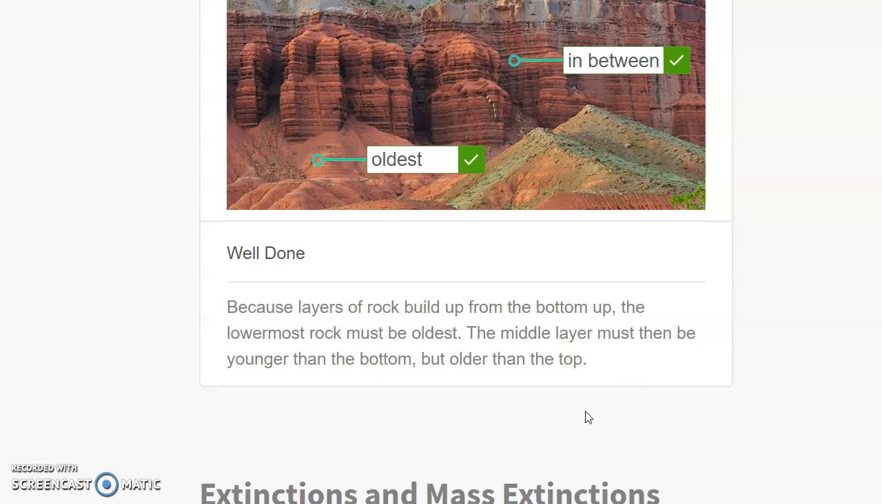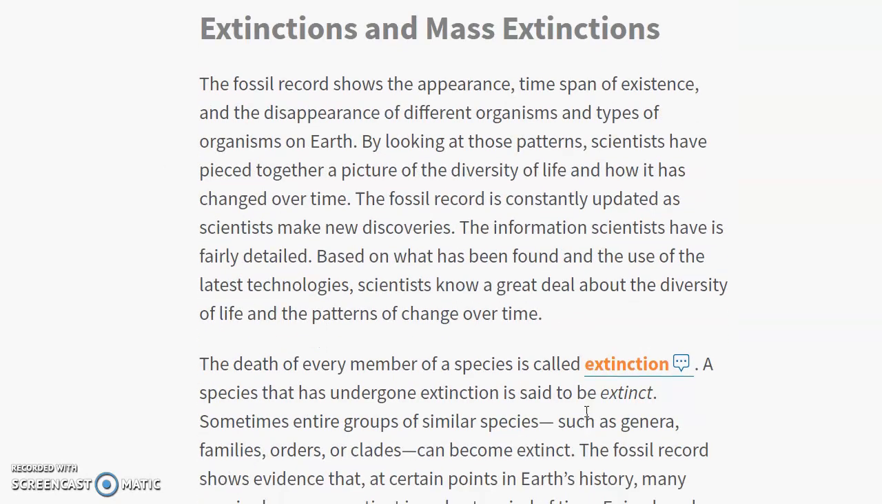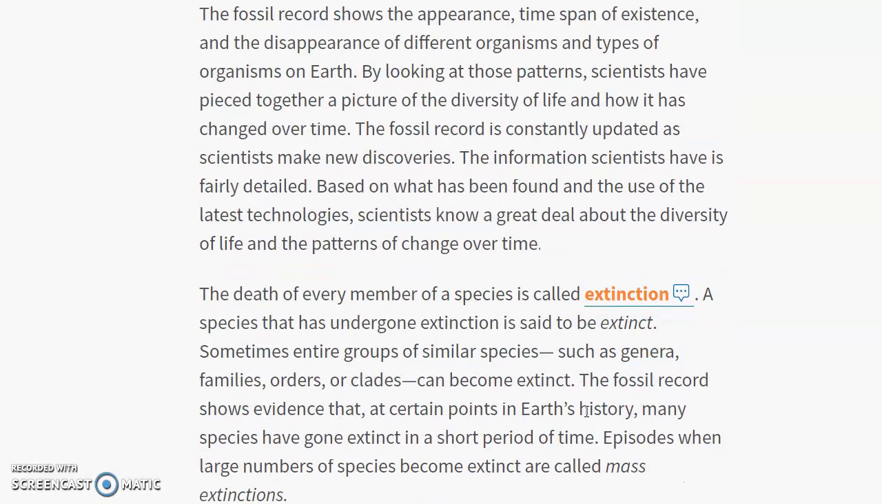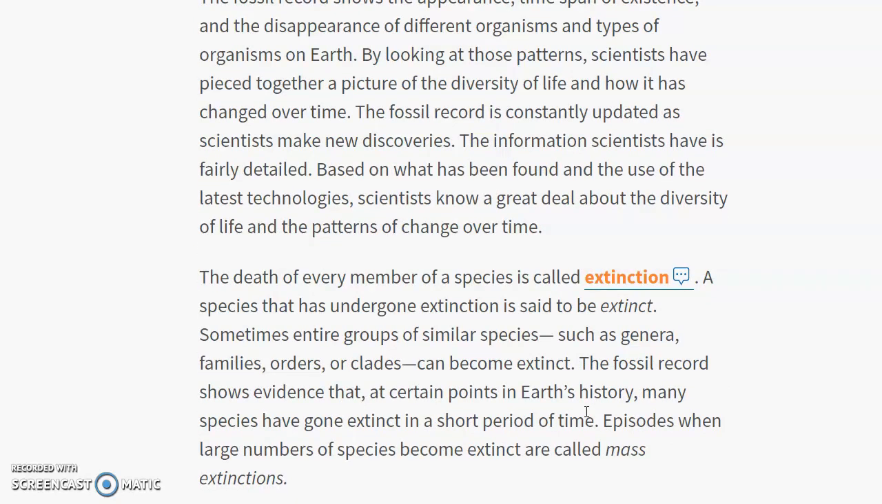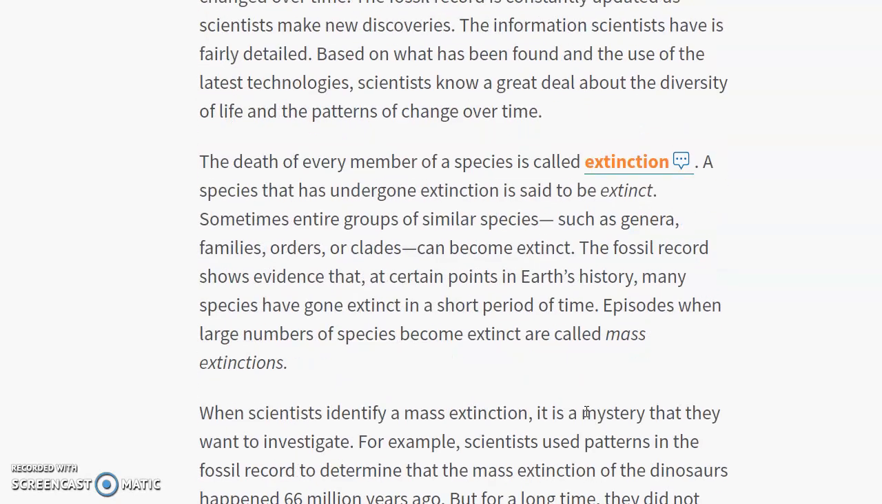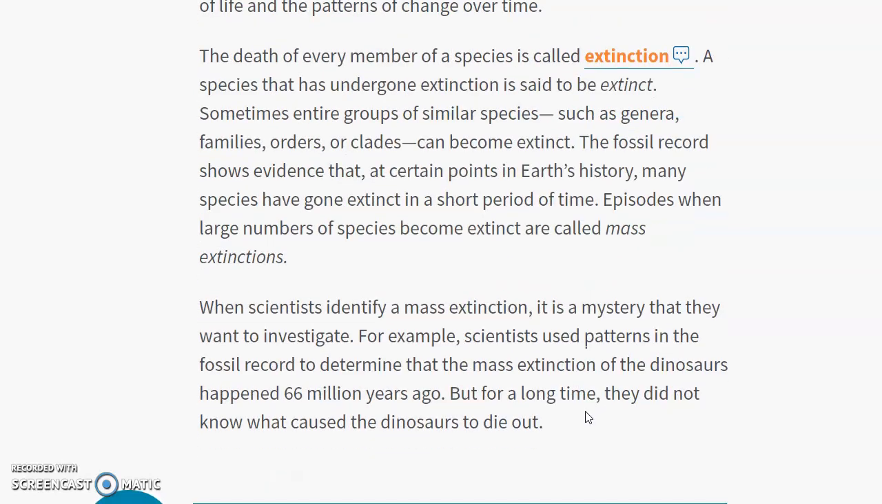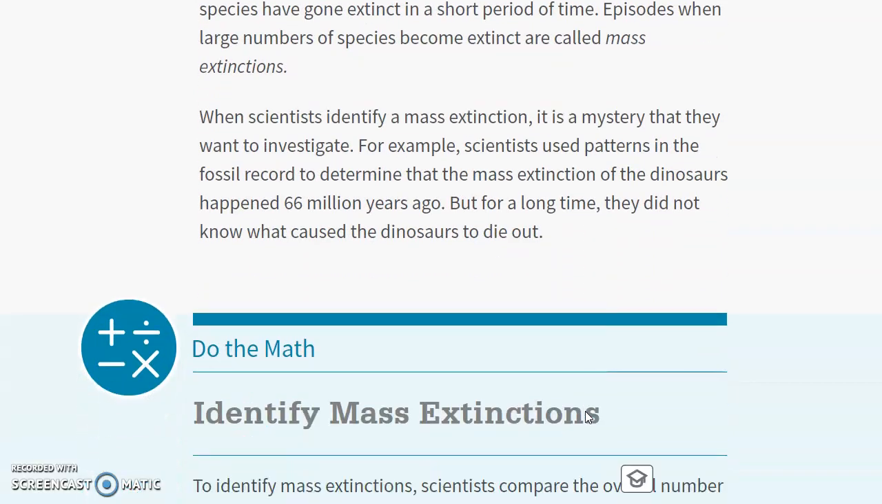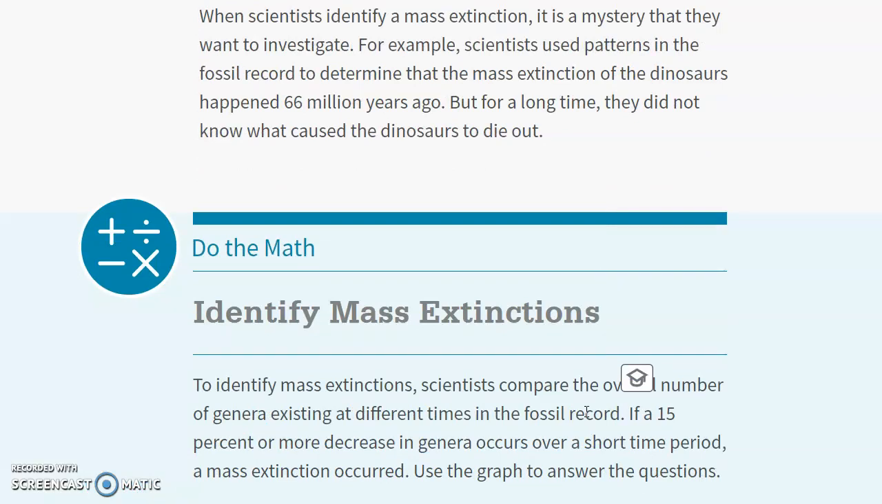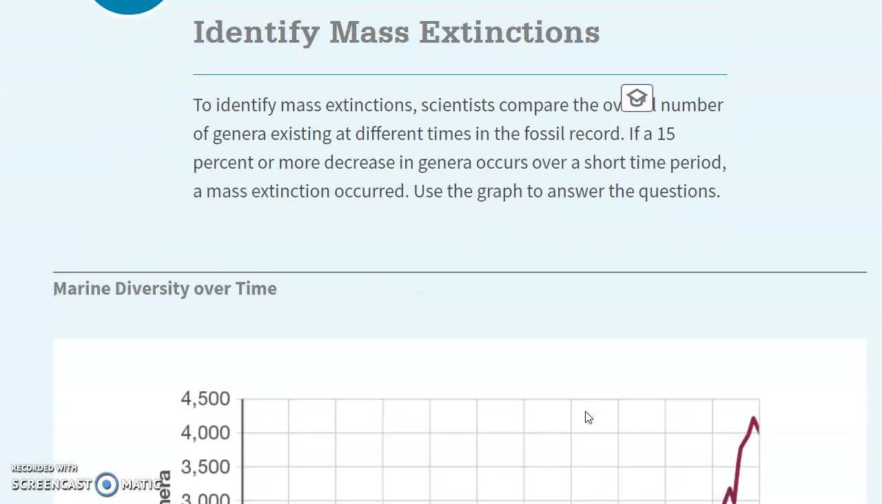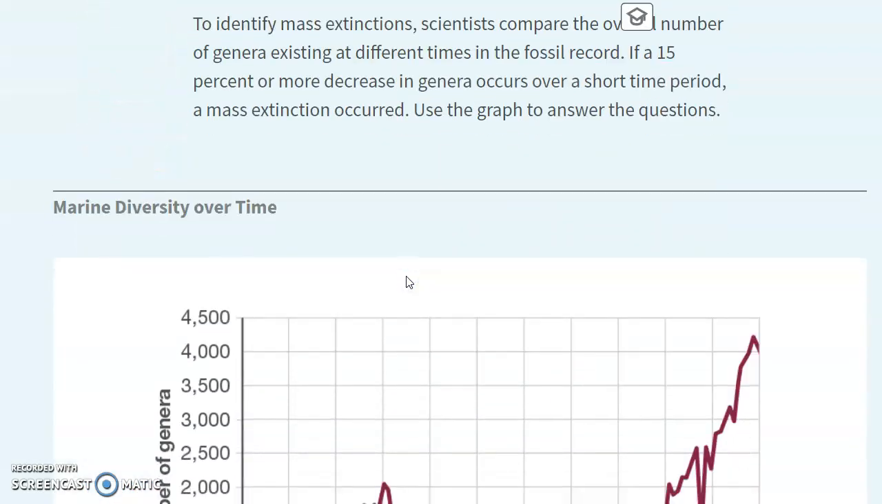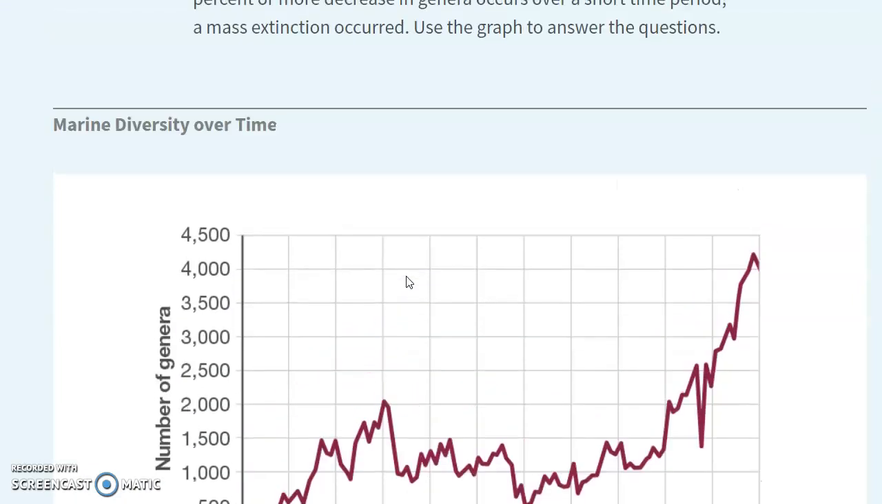Okay? It builds up from the bottom up. So the further down you go, that's where you're going to find these dinosaur fossils. They're not going to be on the surface. They're going to be at the very, very bottom. Okay? Most of us know that the dinosaurs are now extinct, which means they died out, all of them, and they are not coming back. It's something where there's zero in the population anymore.